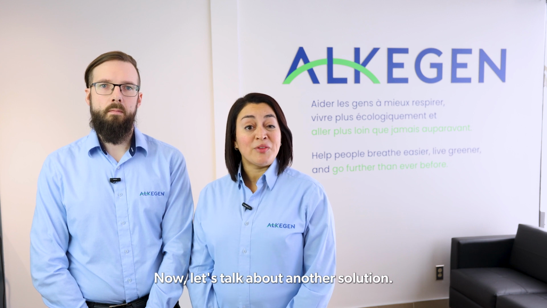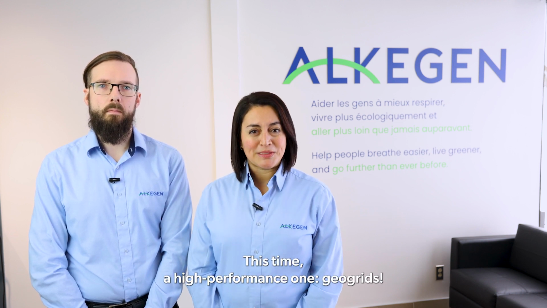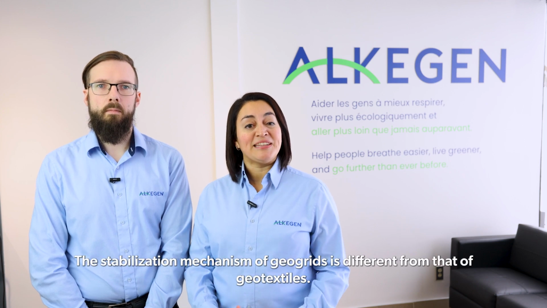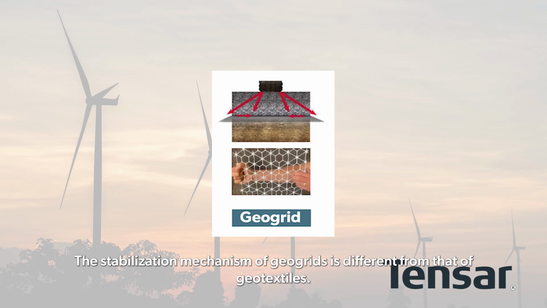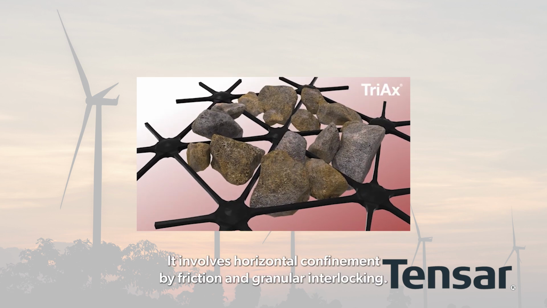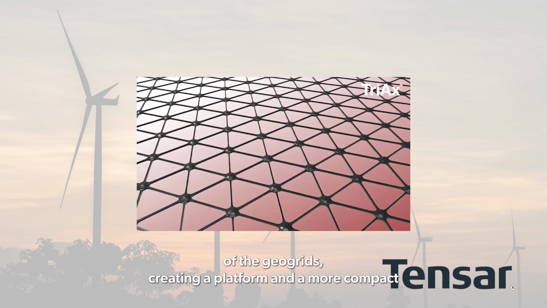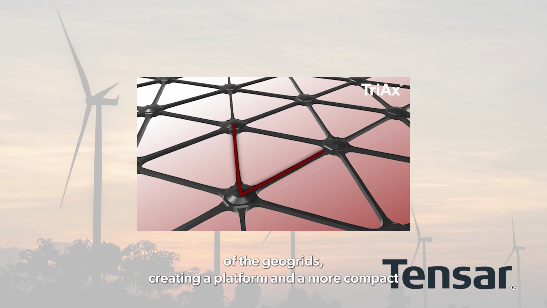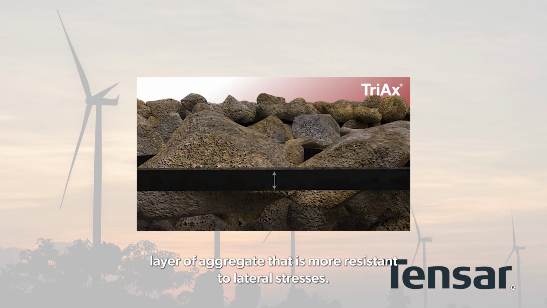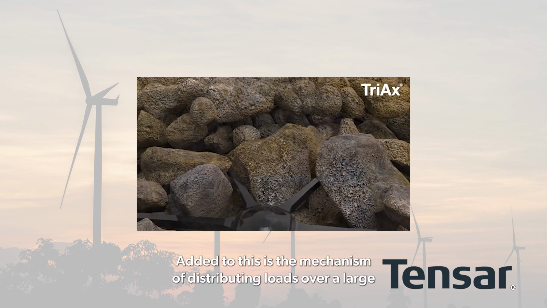Now, let's talk about another solution, this time a high-performance one, geogrids. The stabilization mechanism of a geogrid is different from the geotextile one. It involves horizontal confinement by friction and granular interlocking. The granular material interweaves with the openings of the geogrid, creating a platform and thus a more compact layer of aggregate that is more resistant to lateral stresses.